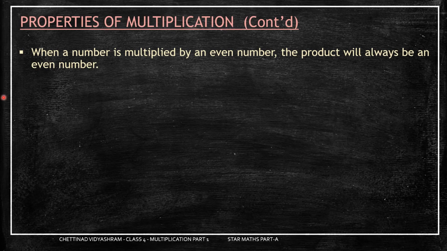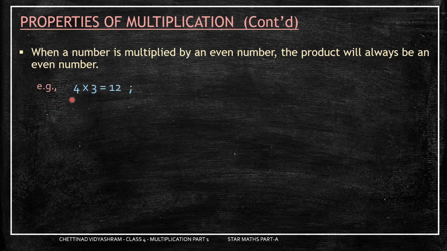When a number is multiplied by an even number, the product will always be an even number. So when you multiply an odd number by an even number, the product will always be an even number. We know that when you multiply an even number by an even number, obviously the product is also an even number. But when you multiply an odd number by an even number, in that case also the product will always be an even number. Example, 4 into 3 is equal to 12.